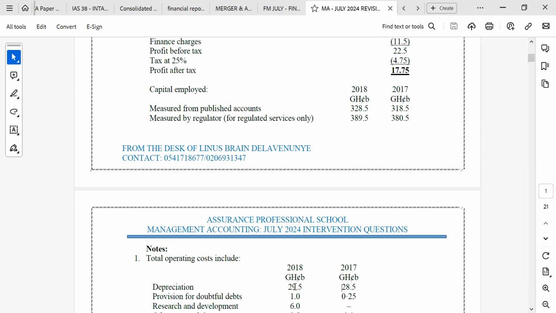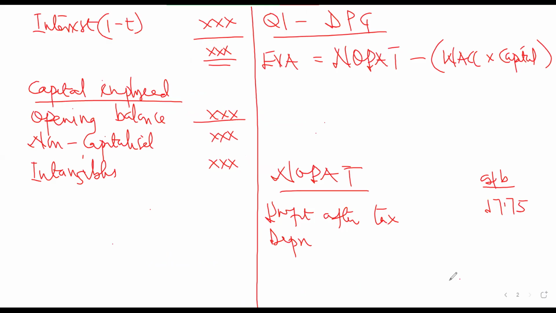Is how much? 29.5. Okay. So that particular amount has been taken from the profit before you get a profit after tax. So go and add this particular depreciation back. So we add the accounting depreciation of 29.75. Is that correct? Okay.